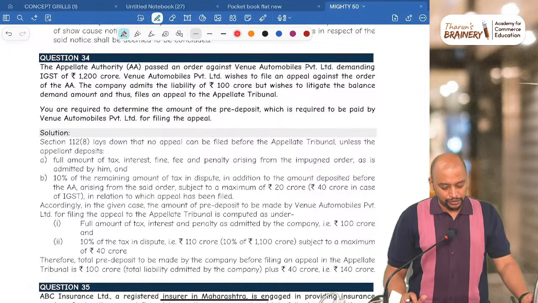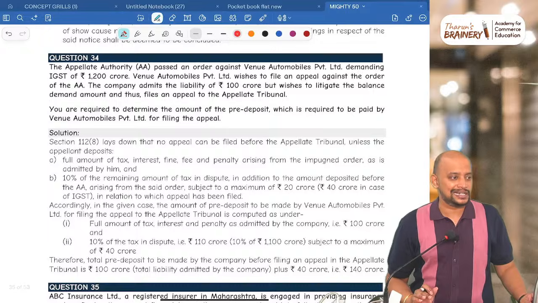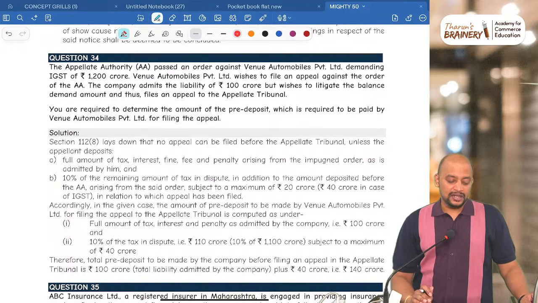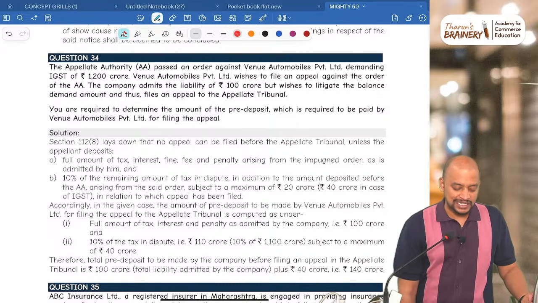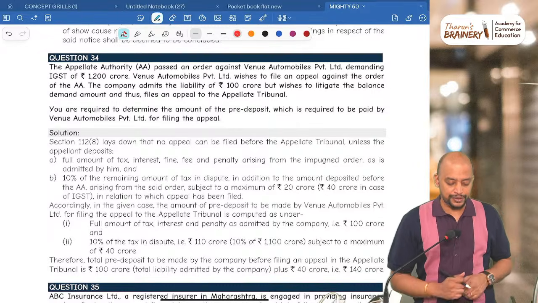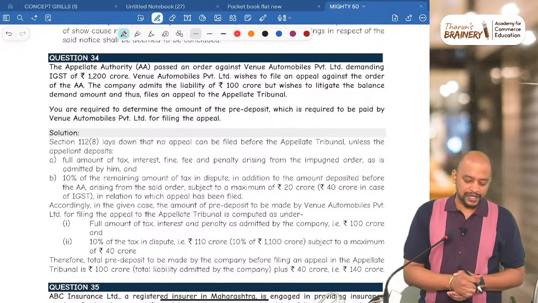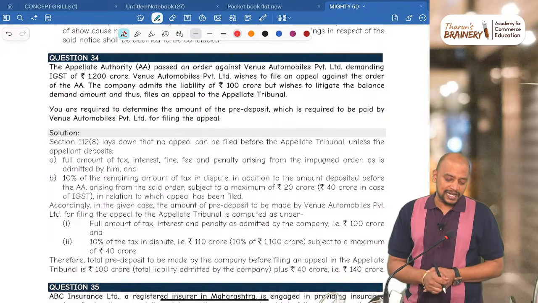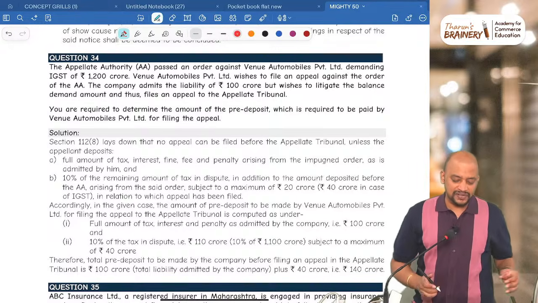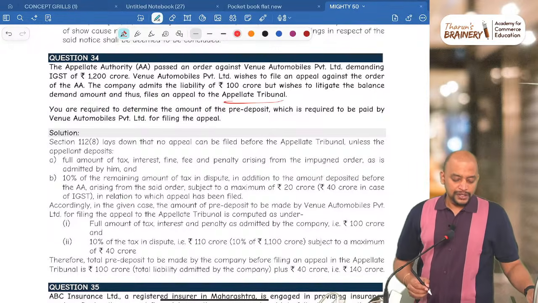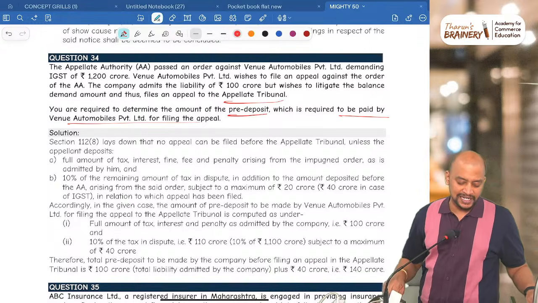Question number 34. I don't think they will ask this question because they already tested pre-deposit. The appellate authority passed an order against Venue Automobiles Private Limited demanding IGST of 1,200 crores. Venue Automobiles Private Limited wishes to file an appeal against the order of the appellate authority. The company admits the liability of 100 crore but wishes to litigate the balance amount of demand, and thus files an appeal to the appellate tribunal. You are required to determine the amount of pre-deposit which is required to be paid by Venue Automobiles for filing an appeal. How much?